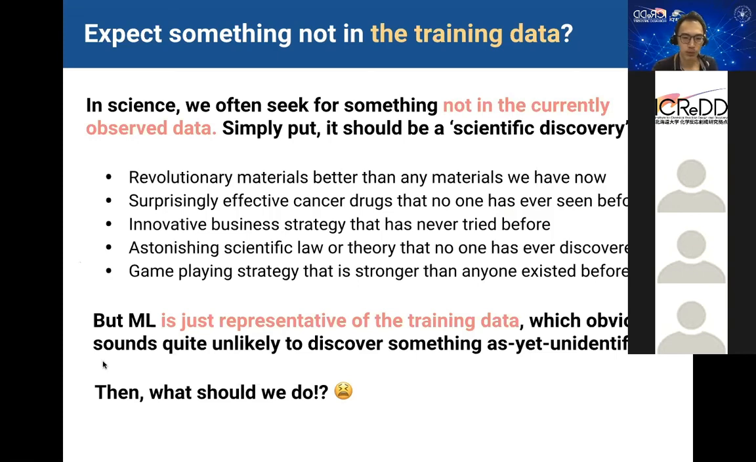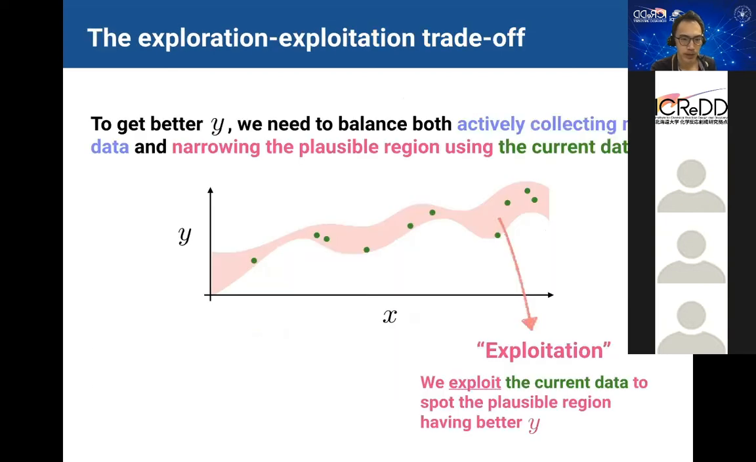So what should we do? What can we do? Then the important dilemma, a very basic concept called the exploration-exploitation trade-off, is very important to consider here. Machine learning basically tries to exploit the available data set to spot the plausible region. So if we want to maximize Y, probably the next experiments should be around here, because compared with the other area, this area can have a higher performance Y. But also we need to probe the untested area.